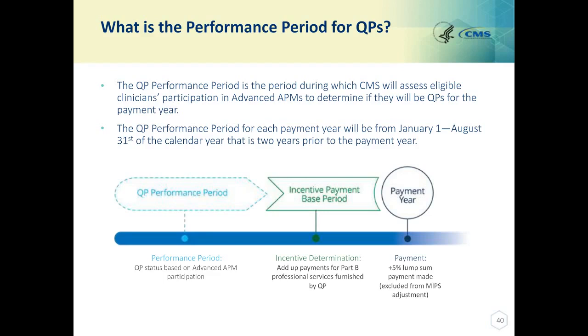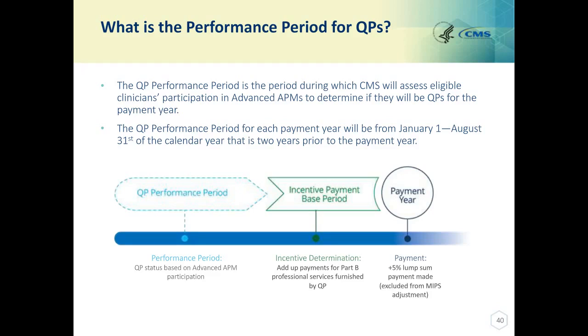The QP performance period. Similarly to MIPS performance and payment adjustments, the QP performance period occurs during the performance period of January 1 to August 31st of the calendar year. And then 2 years later, there's a payment year.